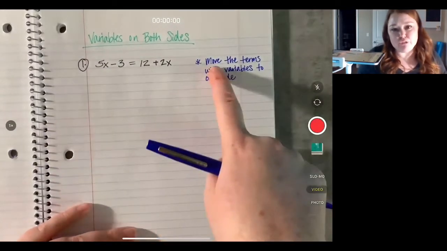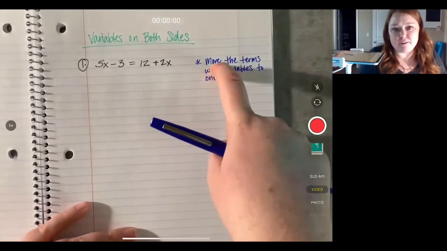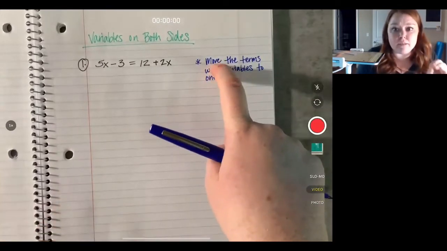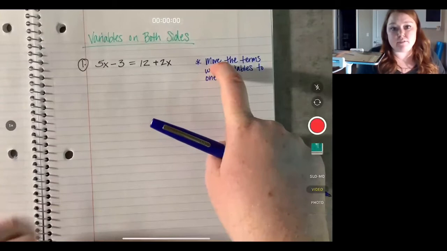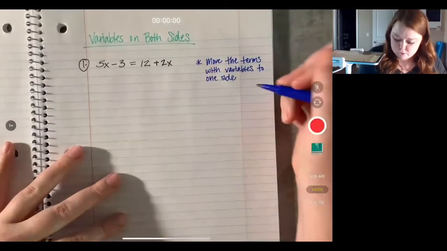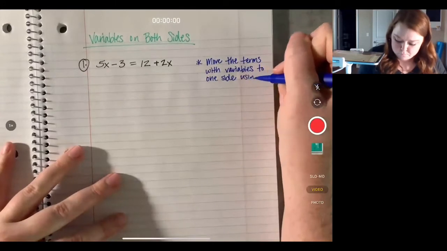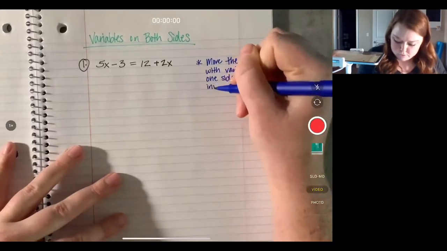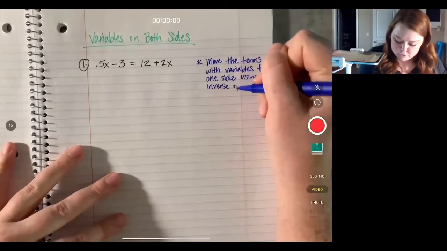But how can you do that? How can you mathematically, legally move a 2x? Well, you're going to use inverse operations.